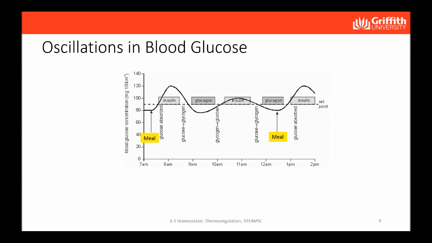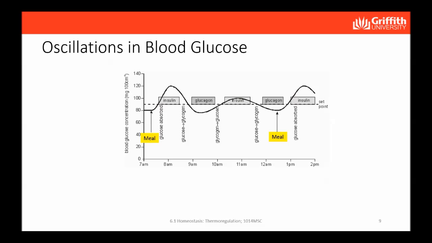Here is an example of oscillations in blood glucose. Maintaining blood glucose levels is one of the most crucial functions of the body, as hypoglycemia, or low blood glucose concentration, can have serious complications, such as a loss of consciousness. The blood glucose levels in the body are tightly controlled by the pancreas, which secretes two hormones that have the opposite effect on glucose levels. As you can see from the graph, the concentration of blood glucose increases after each meal, which stimulates the release of insulin from the pancreas.